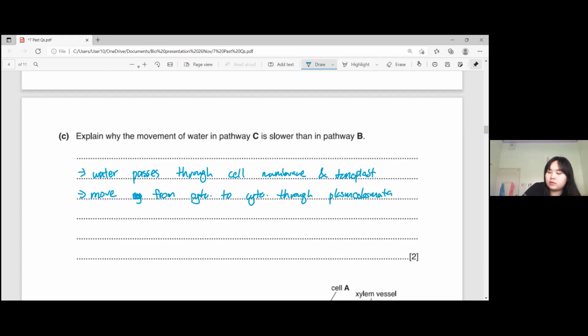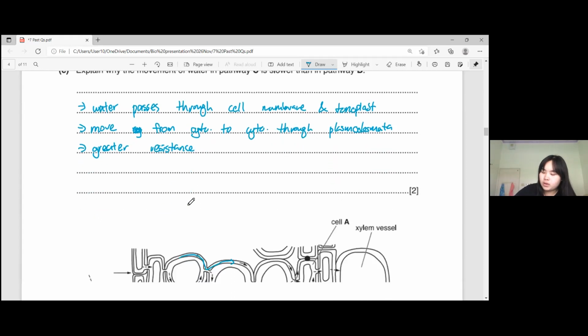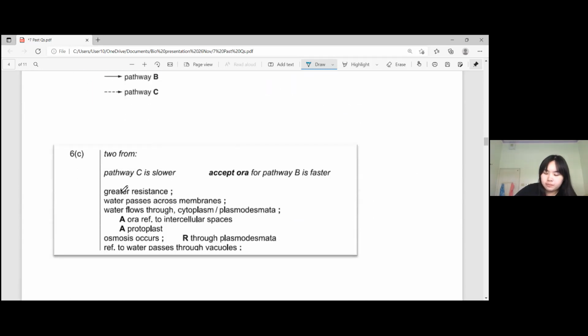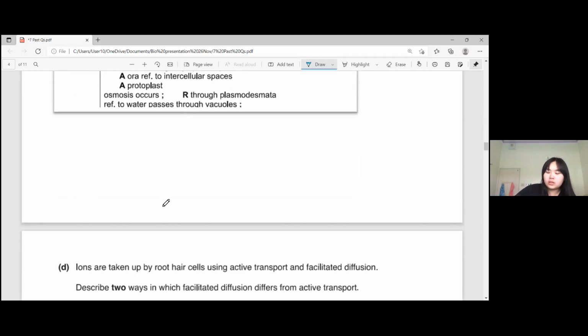And why is it slower? Because it has greater resistance. And here is a mark scheme: greater resistance, and water needs to pass across the membrane and through the plasmodesmata, so it's slower.